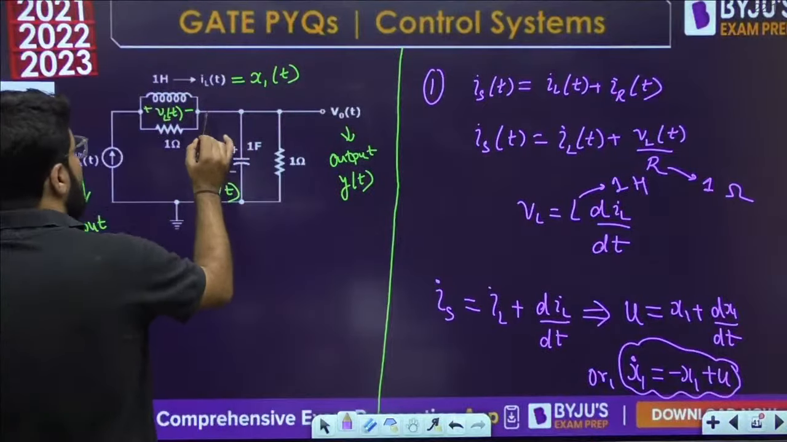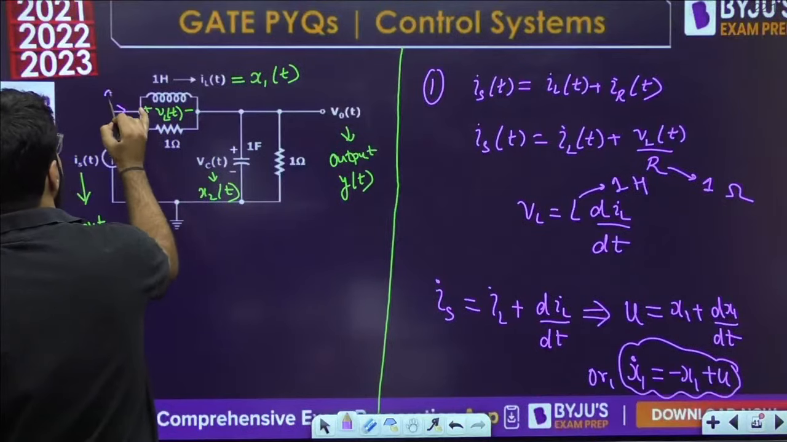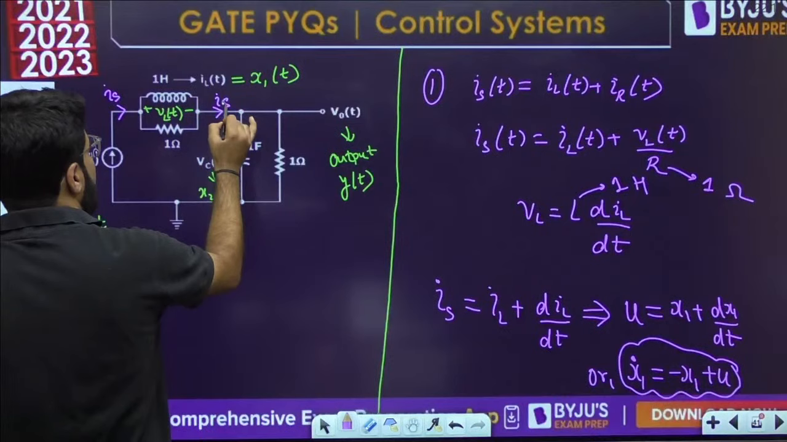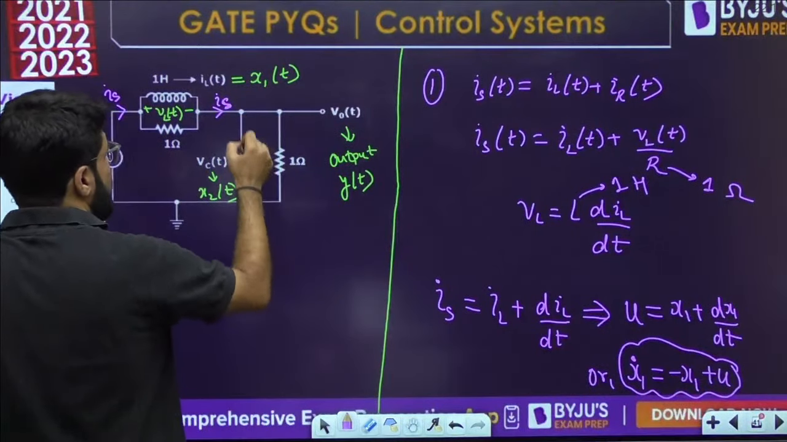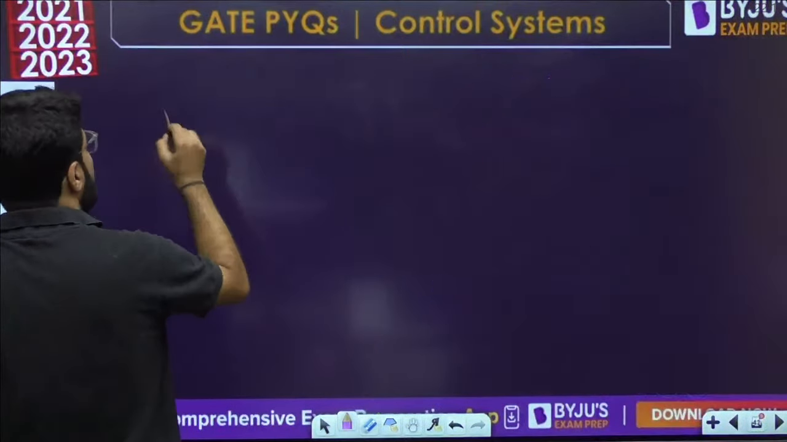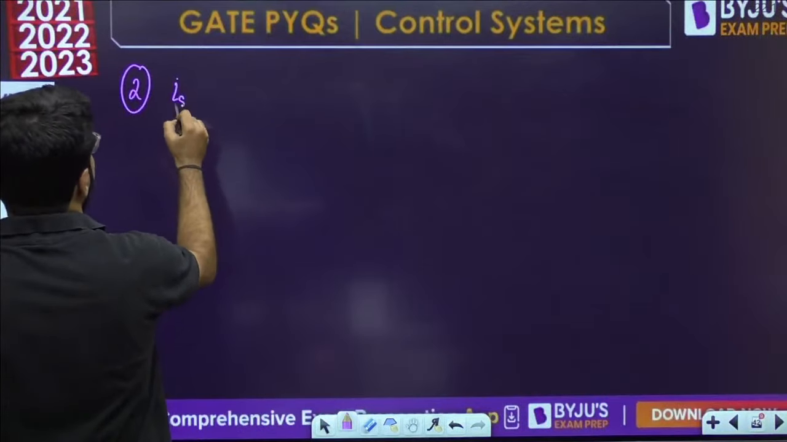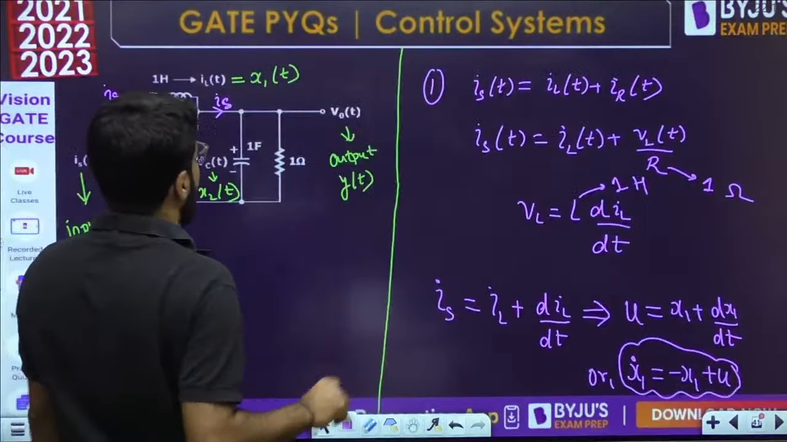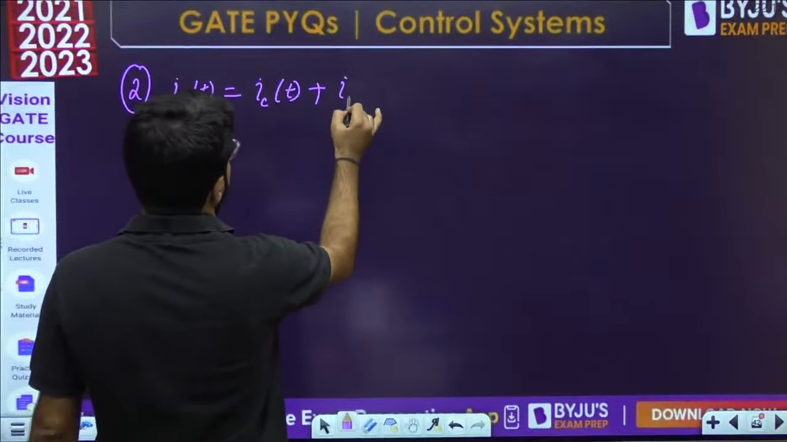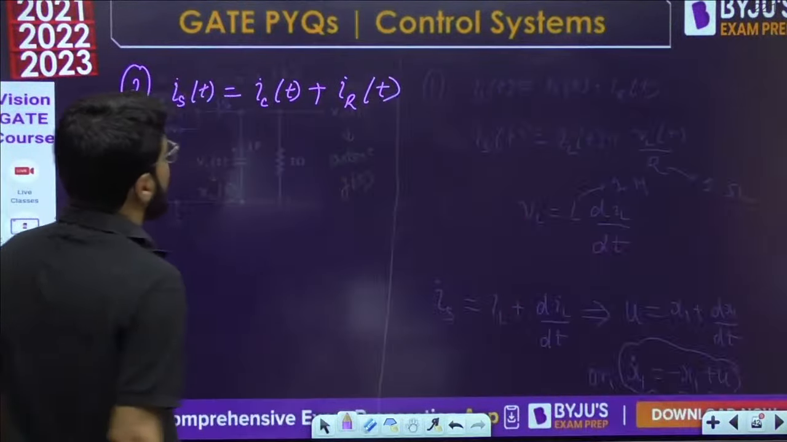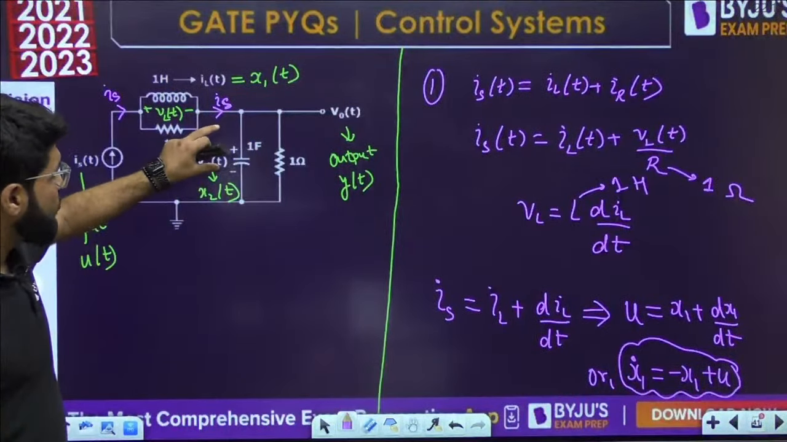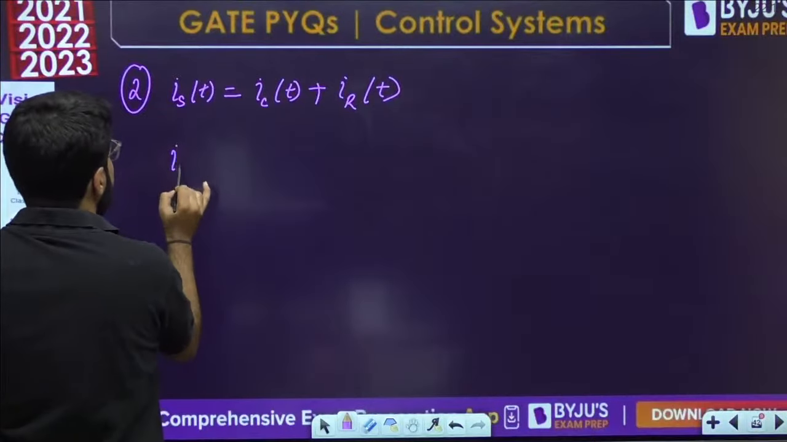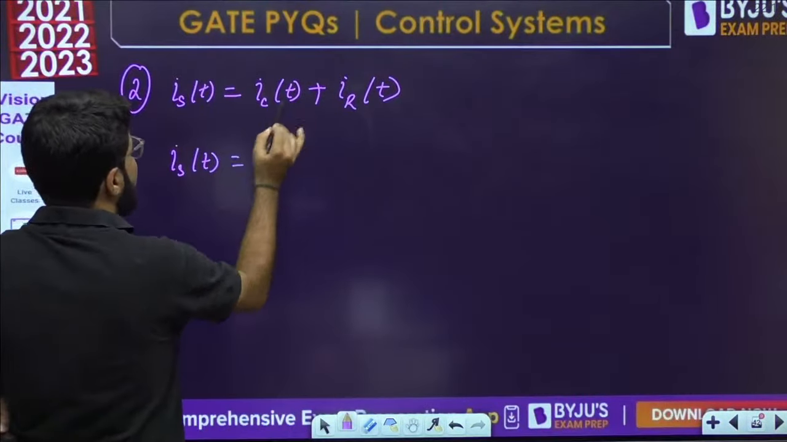Now the same current, this was iS. The same current again merges here, and now flows through these two parts, through the capacitor and through the resistor. So we come to the second equation. Once again the current iS(t) will be split into iC(t) plus iR(t). Again, because they are in parallel, whatever the voltage across the capacitor, the same will be the voltage across the resistor.